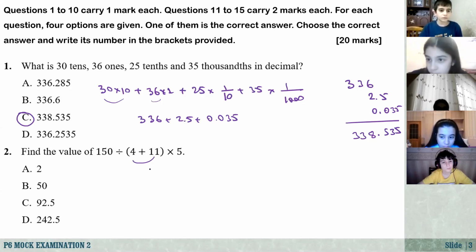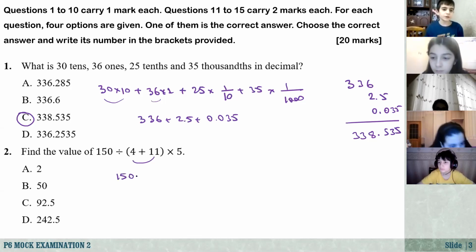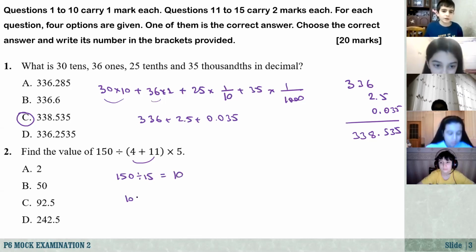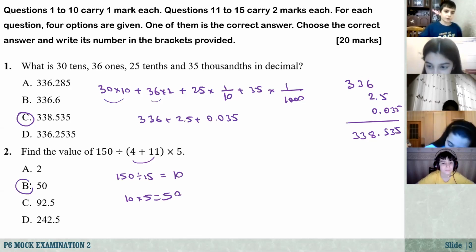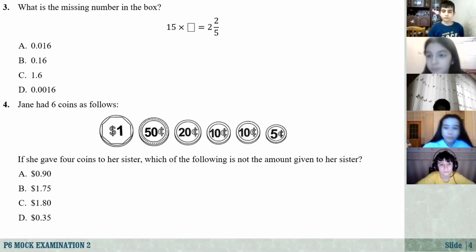4 plus 11, first, is 15. So 150 divided by 15 is 10, and 10 multiplied by 5 is 50. Very good, very good. Now, everybody can do this, that's good news.